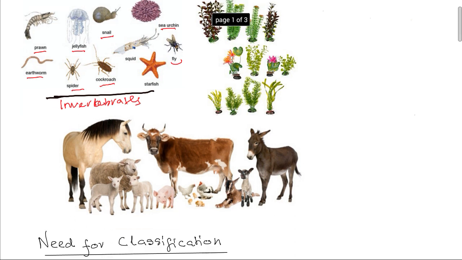These compared to animals with backbones: the horse, cattle, donkey, goats, birds represented by chicken, pigs, and sheep. Organisms also include plants. All these are different types of plants. So you find that there are so many different types of organisms that it will be necessary to group them, to classify them, if we are to make easy study of them.